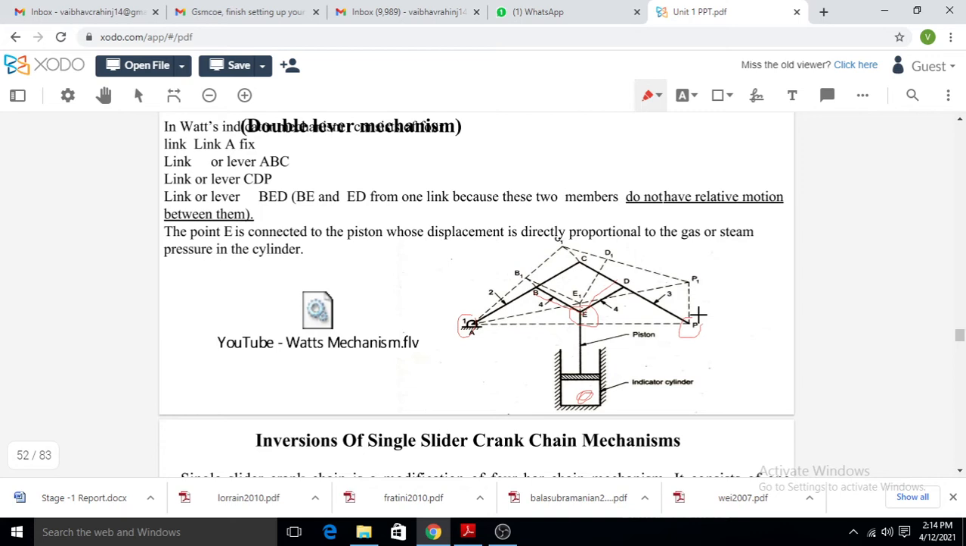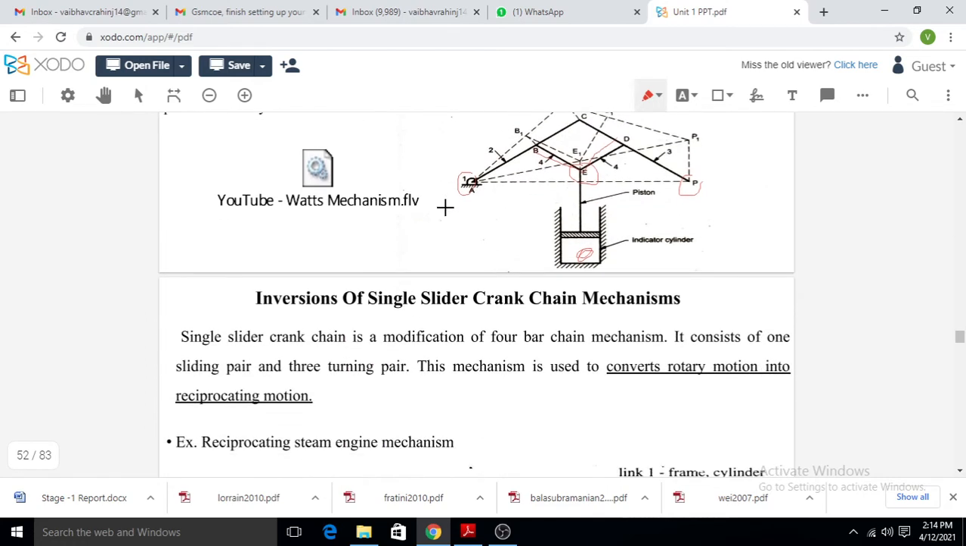So this is the third inversion of the 4-bar mechanism. There are 3 types of inversion of the 4-bar mechanism. The first one is called the crank and lever mechanism. The second one is called the double crank mechanism, and the third one is called the double lever mechanism. So these are the 3 different inversions of the 4-bar chain mechanism.